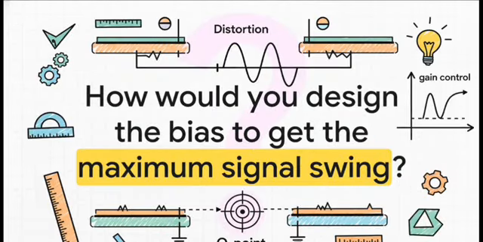And that leaves us with a final question for you to think about. Now that you have this power, now that you can actually calculate and control the gain, the next logical step is design. So how would you do it? How would you choose your resistors to position that Q point, that sweet spot, in just the right place to get the absolute maximum possible signal swing on the output without it ever clipping or distorting?